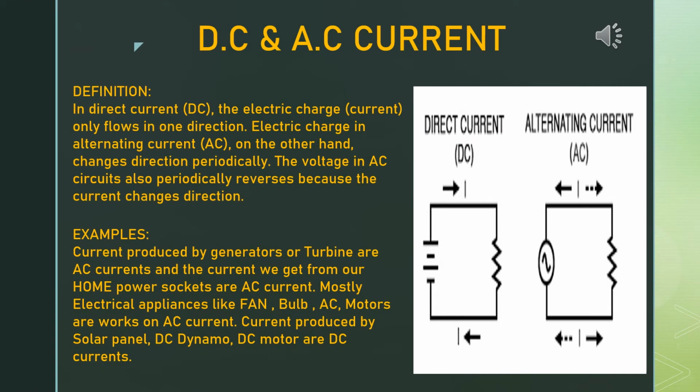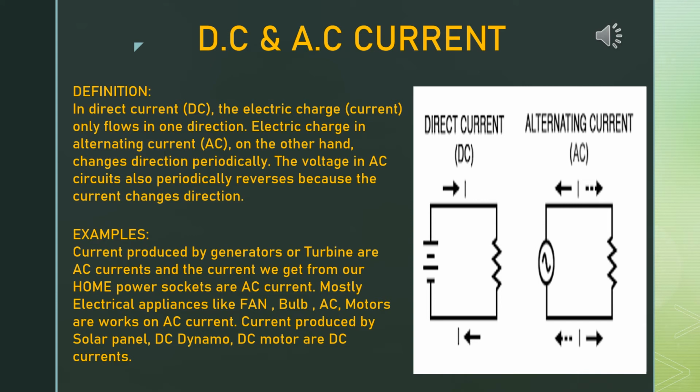Now, the DC and AC current definition. In direct current or DC, the electric charge or current only flows in one direction. Electric charge in alternating current or AC, on the other hand, changes direction periodically. The voltage in AC circuits also periodically reverses because the current changes its direction.